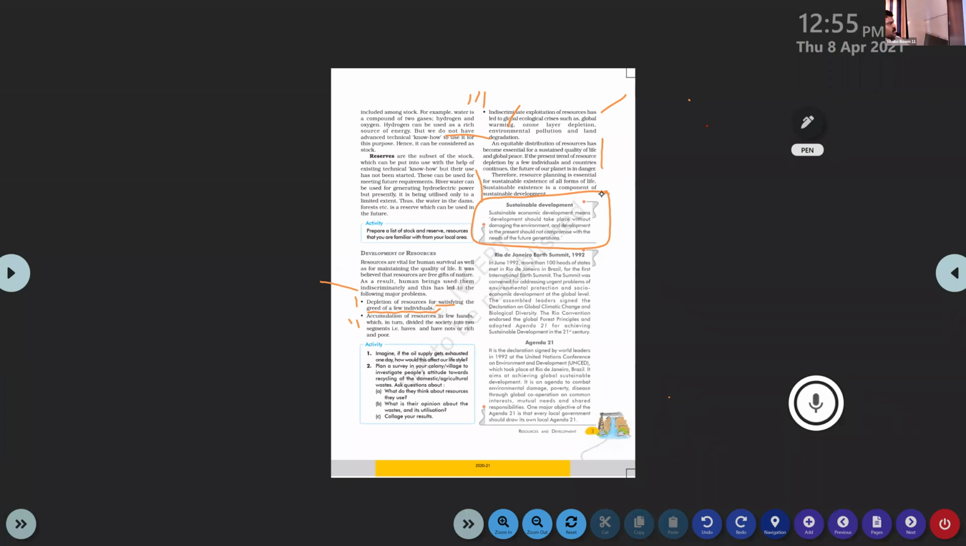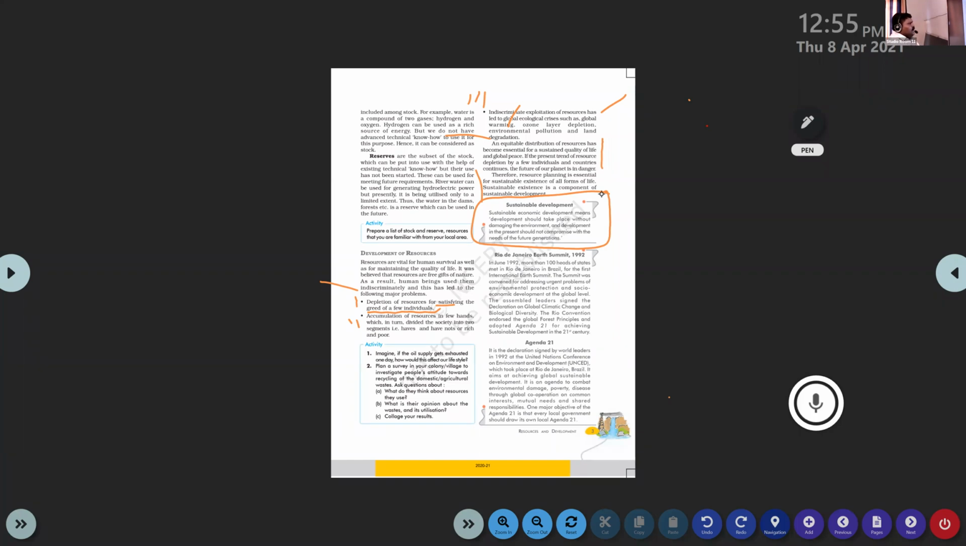This idea is related to sustainable development. Check it. Sustainable economic development means development should take place without damaging the environment. That's the first and foremost point. We want to use the resources, no problem, you can use them, but you should not damage the environment. We can use almost everything that is available, but should not damage the environment. That's the idea of sustainable development.